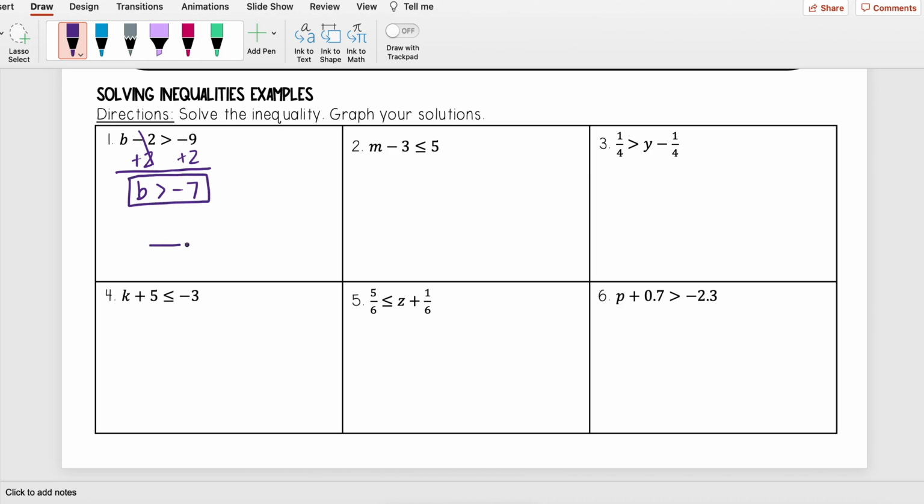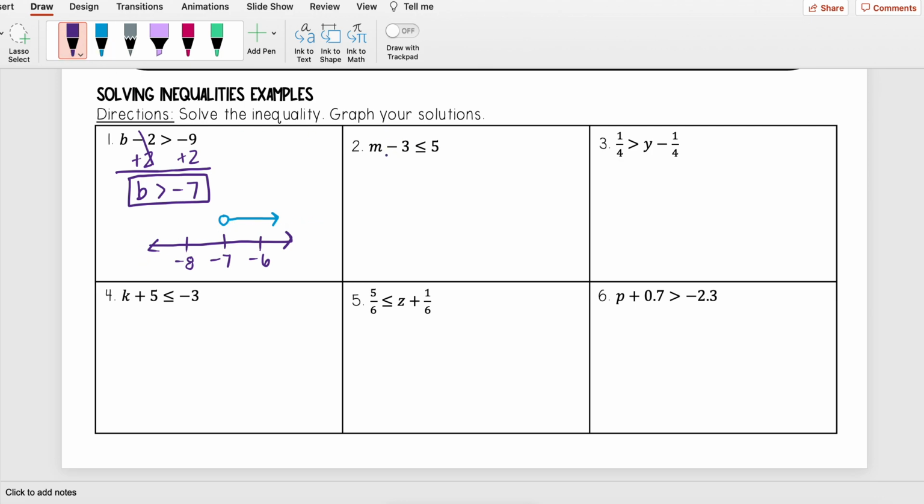And then I also want to graph that. So I'm going to put negative 7 in the middle. I have negative 8 and negative 6 on either side. First, I need to determine whether it's an open or closed circle. Since this one's strictly greater than, it's going to be an open circle. And then I want everything greater than negative 7, so I'm going to put my arrow in the direction of all the numbers greater. Another way that you can tell that is that this inequality symbol is pointing to the right, and so that means that we need to graph to the right.